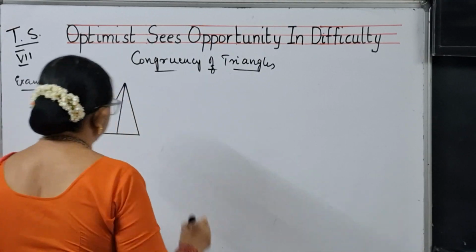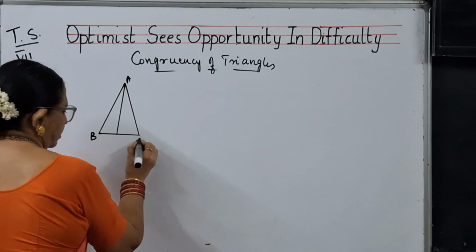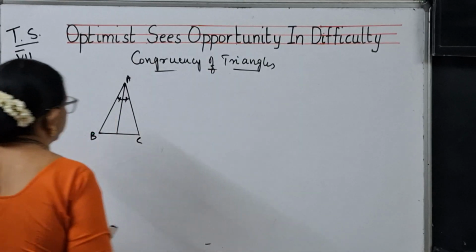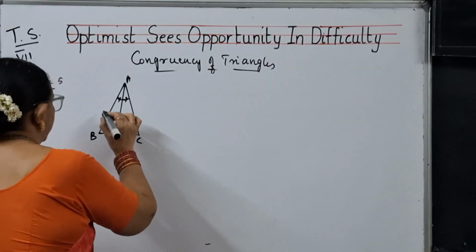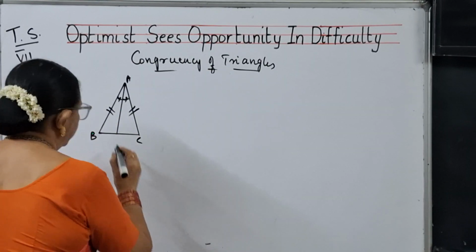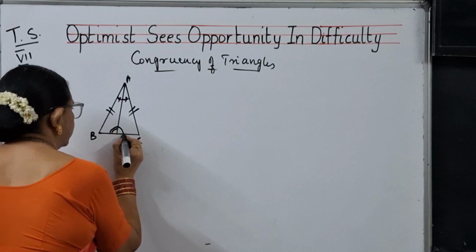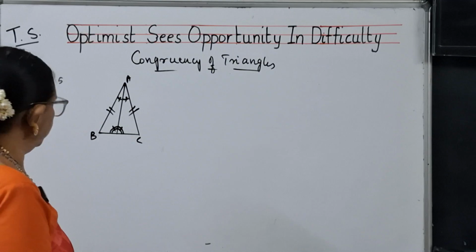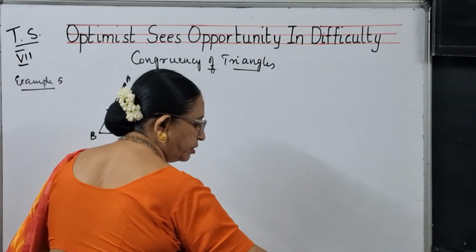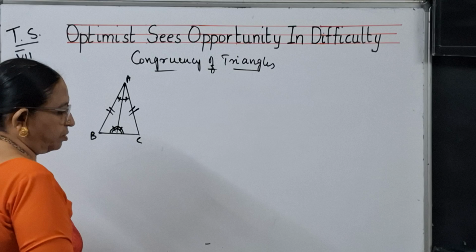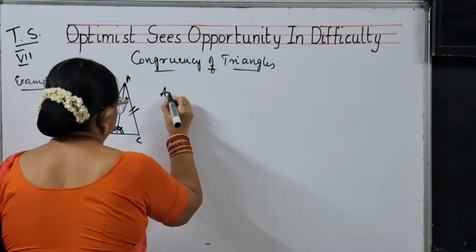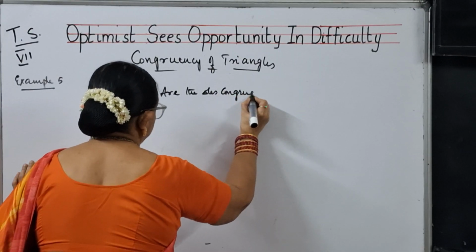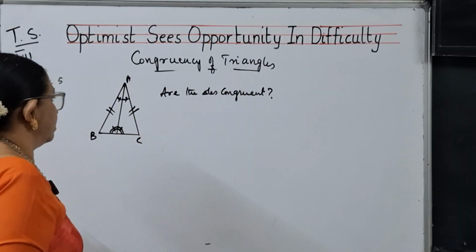It is given like this: A, B, C. And what did they do here? They marked it like this. That means what? These two angles are equal, and these two sides are equal, and these two angles are also equal. This is what they have given. Now let us see. In the following picture, equal sides and angles are shown. Are the triangles congruent? This is the question in this figure, children.